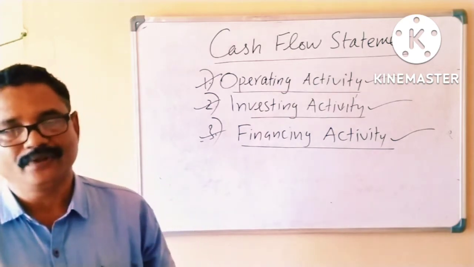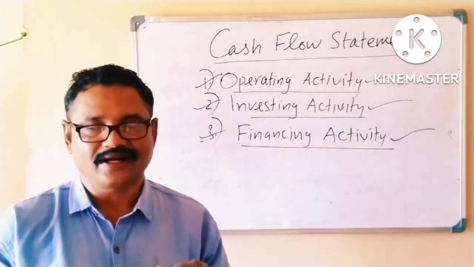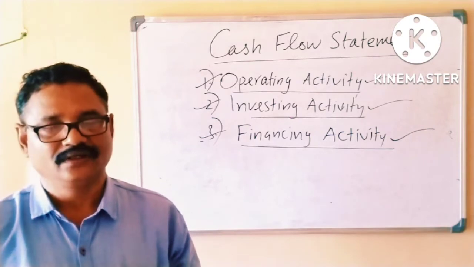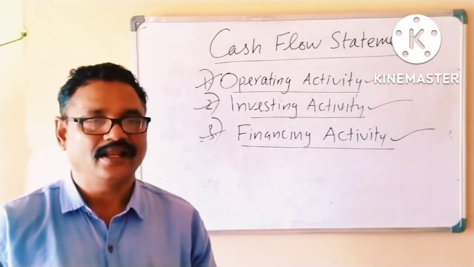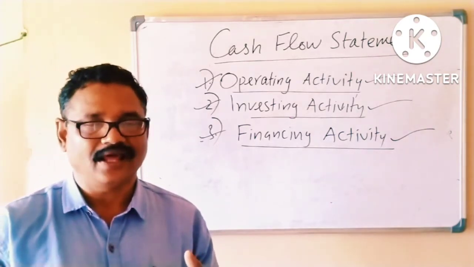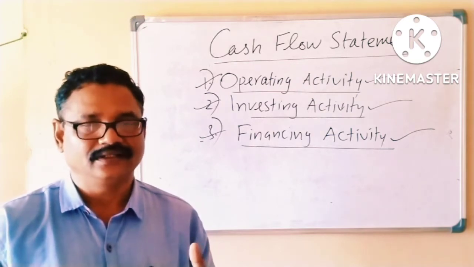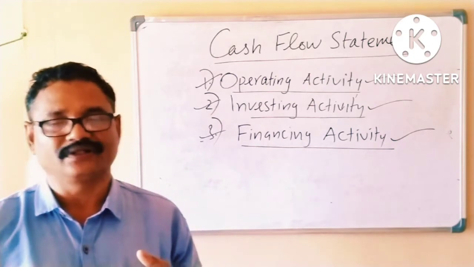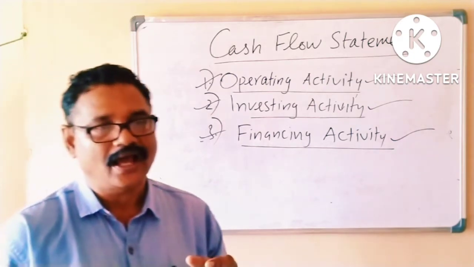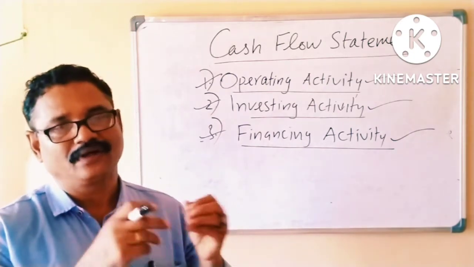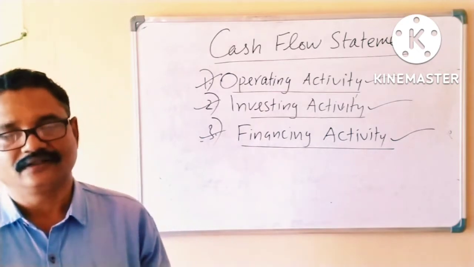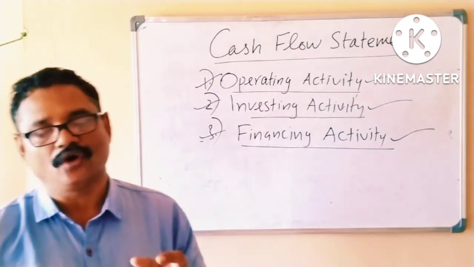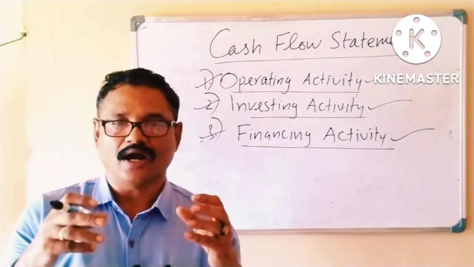outflow. So when we make a transaction to purchase any fixed assets like furniture, land, building, or any other assets like that, at the time of purchasing fixed assets, we will have to pay money to the respective company. So that amount is called outflow.